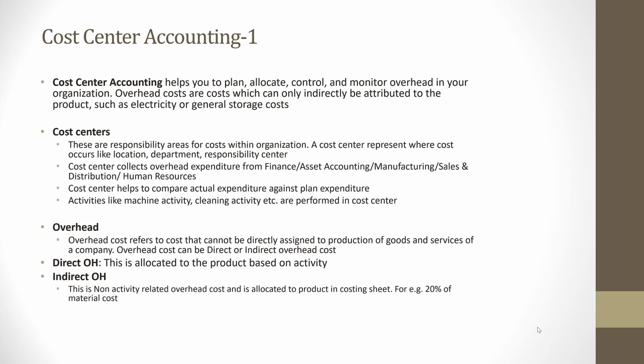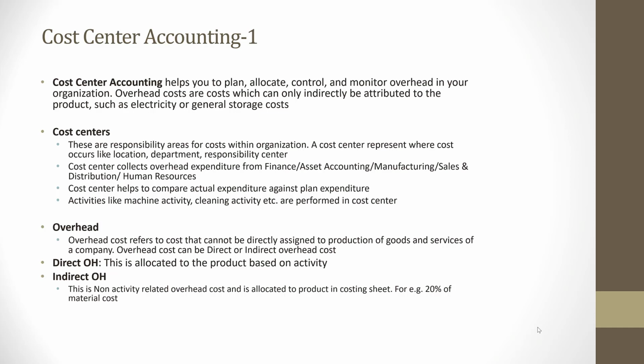For a cost center, we can plan expenditure, and when an actual expenditure is posted, it flows into the cost center from FI. This happens through primary cost element, as we discussed in an earlier lecture. Now, you can compare the planned expenditure for a specific cost element against the actual expenditure that has been incurred in that cost element in that cost center. Thus, variances can be computed and analyzed. Within a cost center, various activities like cleaning activity, machine activity, cutting activity, painting activity, etc. are performed.